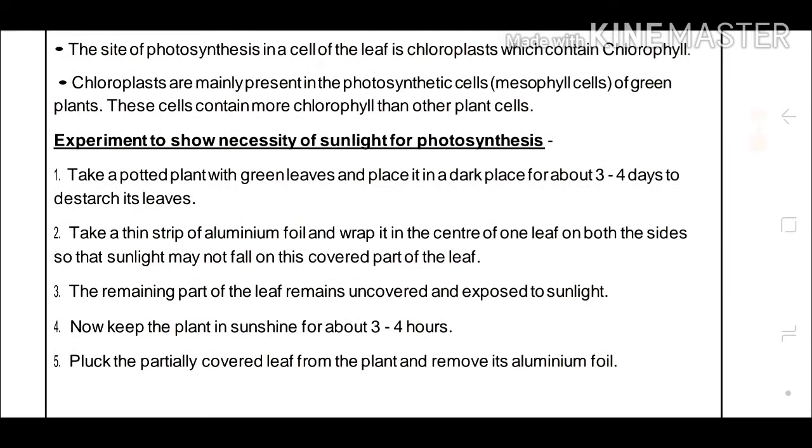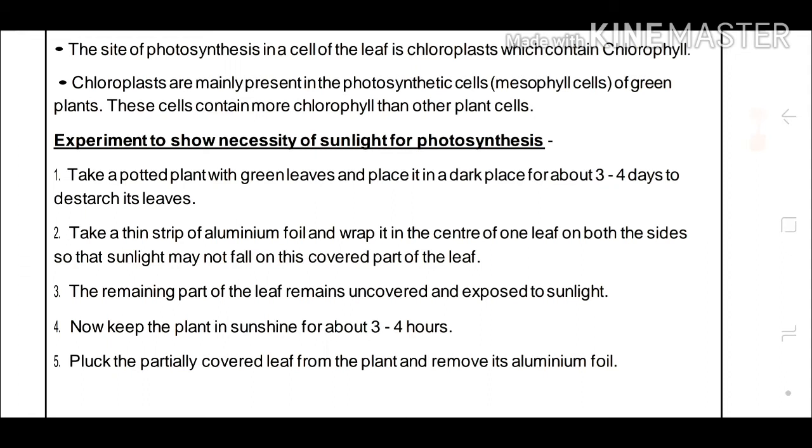Experiment to show necessity of sunlight for photosynthesis. First, take a potted plant with green leaves and place it in a dark room for about 3 to 4 days to destarch its leaves. Take a thin strip of aluminum foil and wrap it in the center of the leaf on both the sides so that the sunlight may not fall on its covered part of the leaf. The remaining part of the leaf remains uncovered and exposed to sunlight.